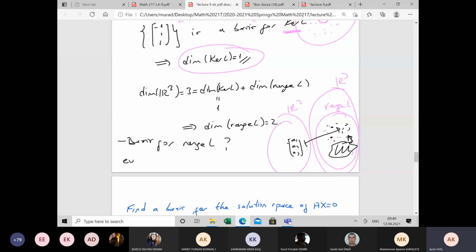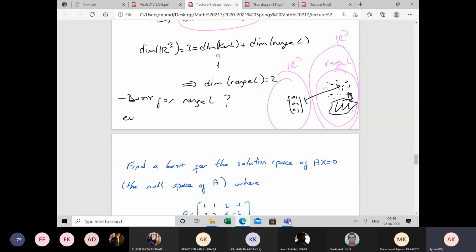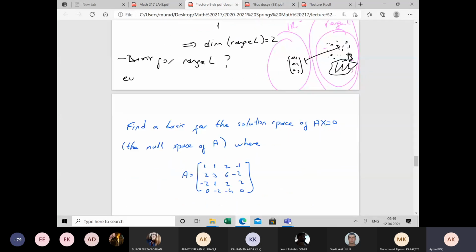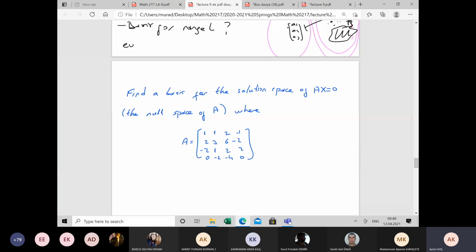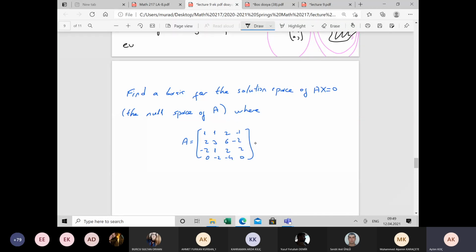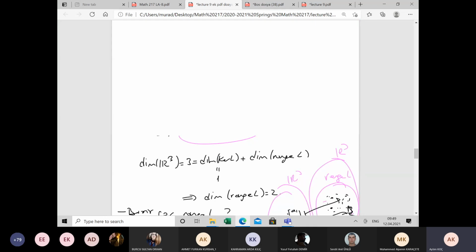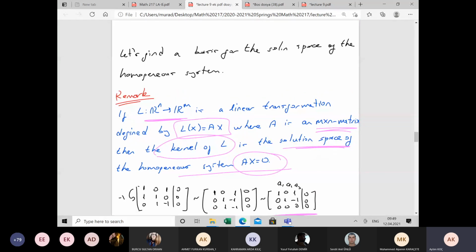One more example. Find a basis for the solution space of AX equals 0. We know this fact, and this fact is important. This is a remark: L is a linear transformation from Rn to Rm, where L of x is A times x.